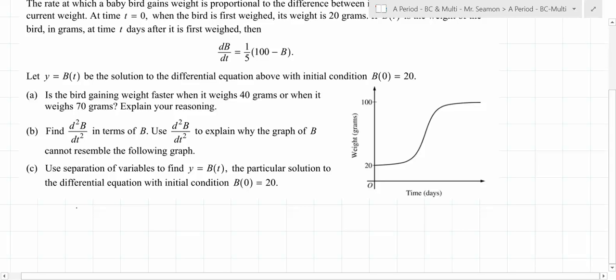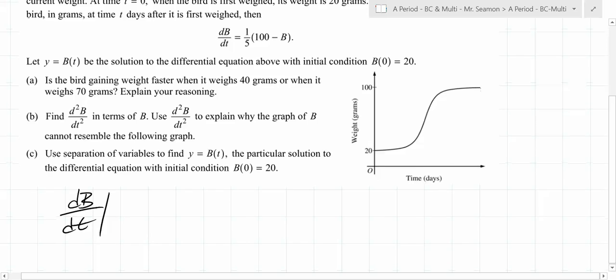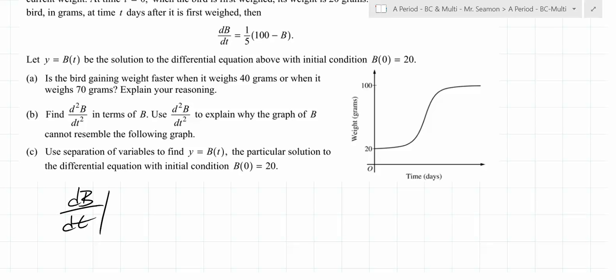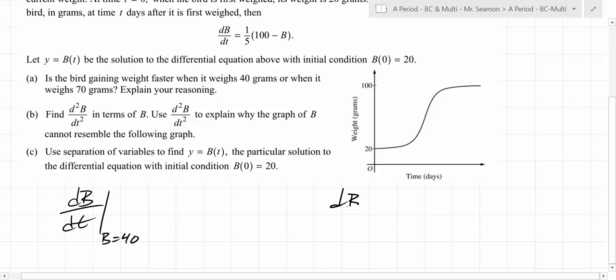dB/dt equals 1/5. Yeah, so you want dB/dt when what? When b equals 40, compared to dB/dt when it's 70. Correct. Basically, this is a reality check. Do you understand? It forces you to understand what you are looking at on the most basic level.